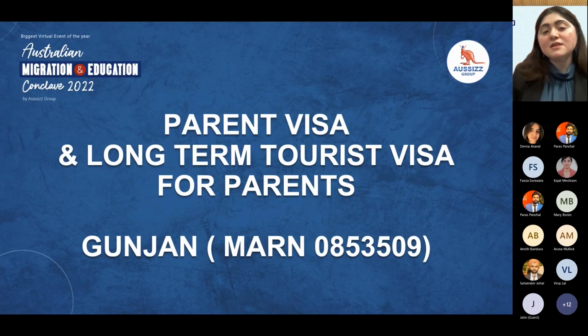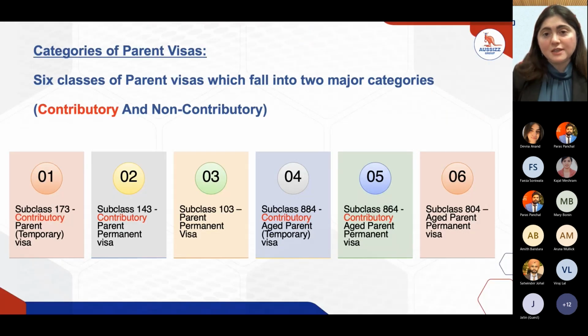So parent visas, long-term tourist visa for parents. I'm going to be talking about the different categories of parent visas. So the 173 parent visa is the contributory temporary visa. The 143 is a permanent visa for parents, which is also a contributory. I will be discussing why it is called a contributory parent visa in my later slides as well. The 103 is a parent permanent visa. It's a permanent visa you can lodge straight away for your parents.